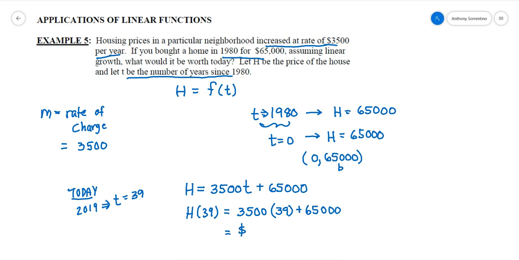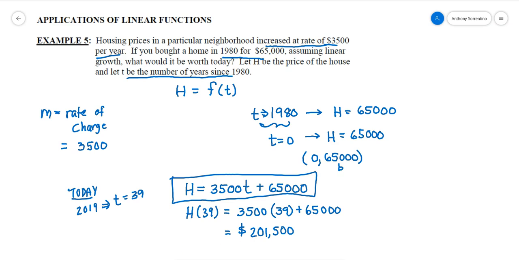And if I work that out, 3,500 times 39 plus 65,000 comes out to be $201,500. Obviously, if you're watching this video in a different year, then this would be off slightly. But that's how you would go about figuring it out. You should at least be able to get this far. The rest of it would depend upon what you interpret T to be based off of whatever year it is you're watching this video. So I hope we don't have to remake this from year to year.